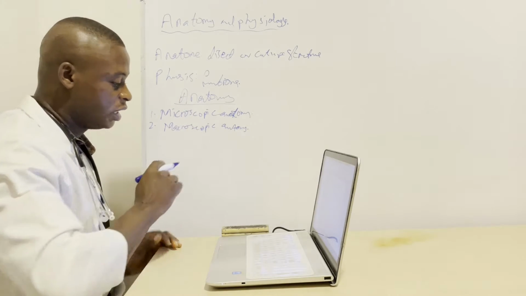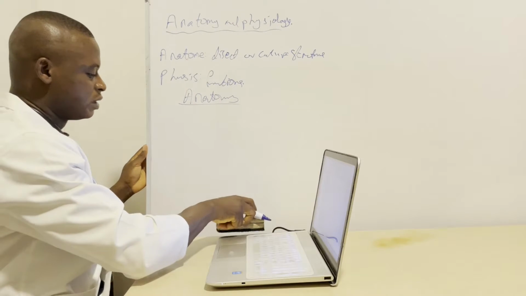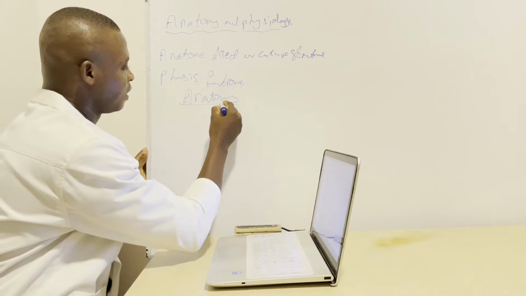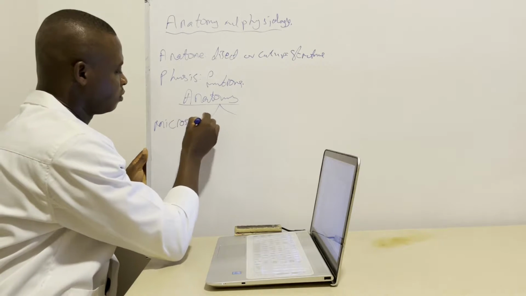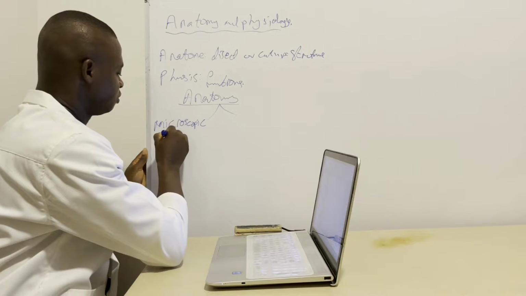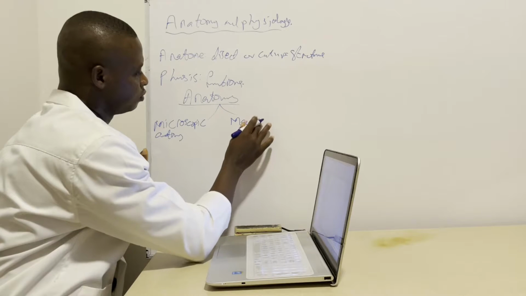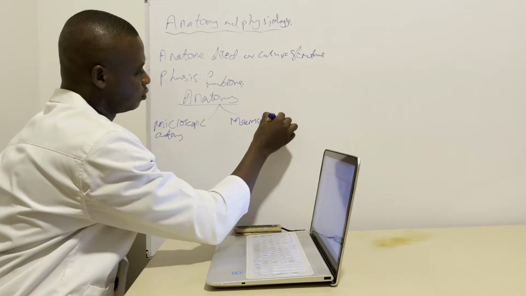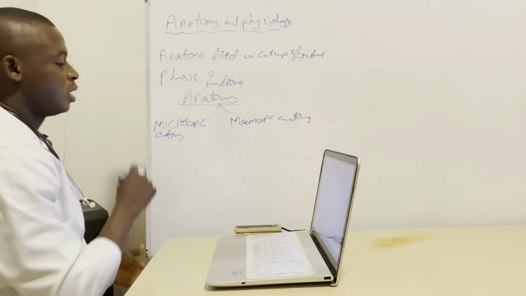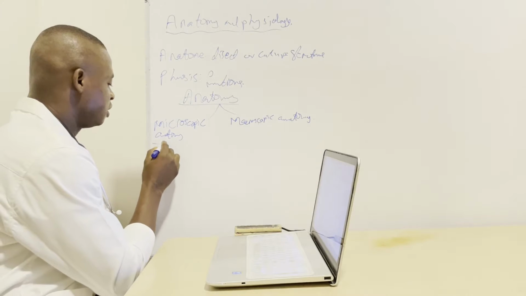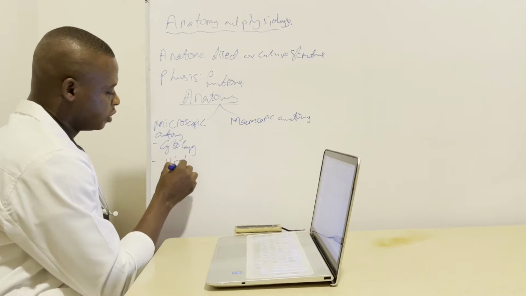Now the micro, let's put it in a tree form so that it becomes very simple for us. So we have microscopic anatomy. Now the microscopic, we will look at what we call cytology. That's one, and then we will look at what we call histology.